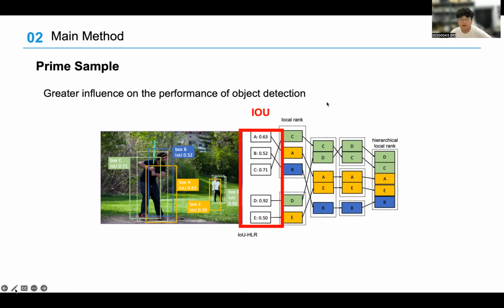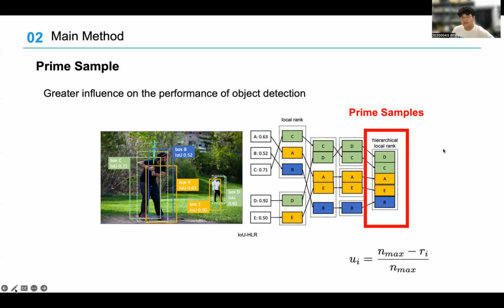So in this paper, first we calculate the value by the IoU, and then we highlight a local rank. By this highlighted local rank, we select the prime samples. And the formula below is the formula of the importance.